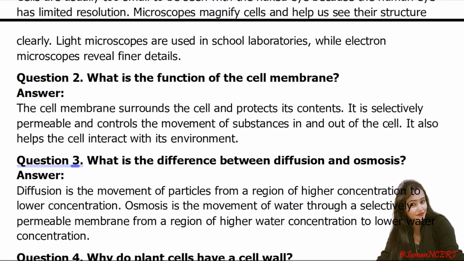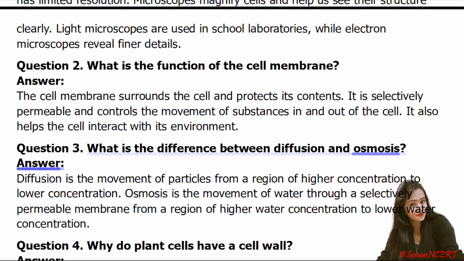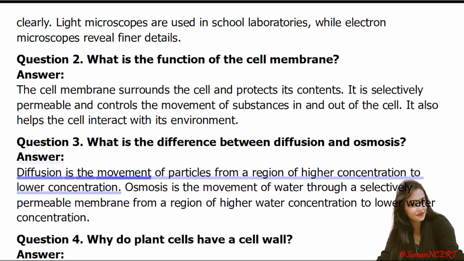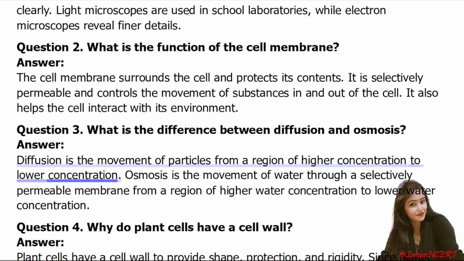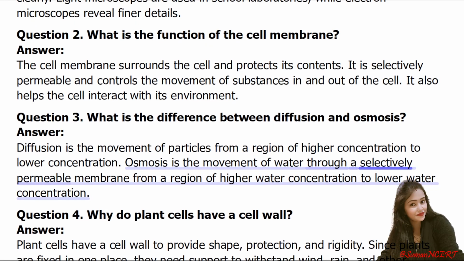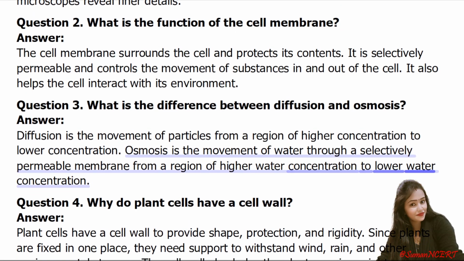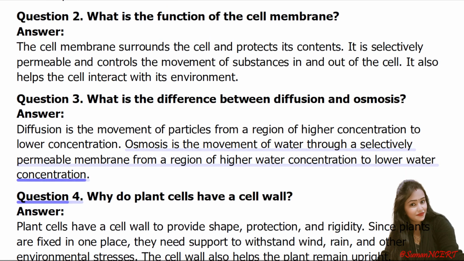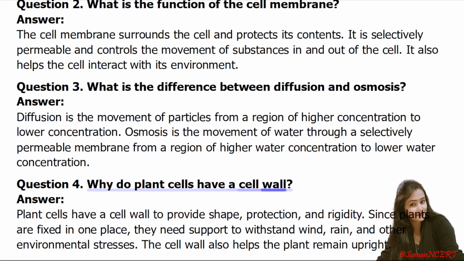Question 3. What is the difference between diffusion and osmosis? Answer: Diffusion is the movement of particles from a region of higher concentration to lower concentration. Osmosis is the movement of water through a selectively permeable membrane from a region of higher water concentration to lower water concentration.